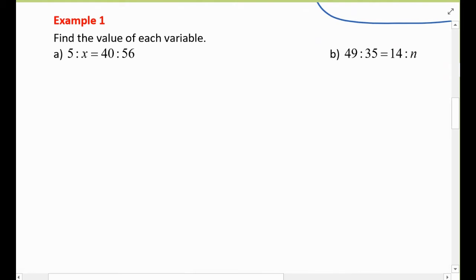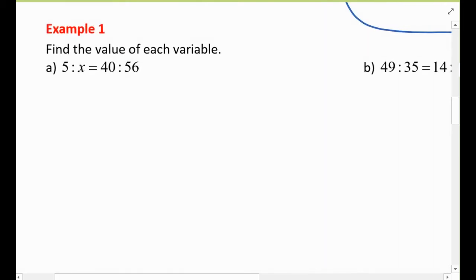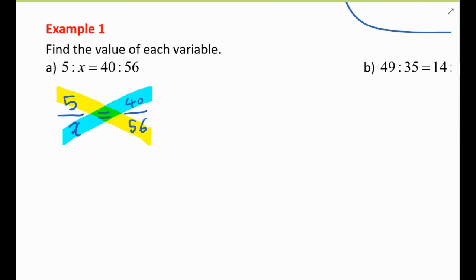Okay, let's practice cross multiplication. Find the value of each variable. Here, 5 to x. So what we're going to do is change this to a fraction. So 5 over x. The second number goes to the bottom. Same thing, 40 over 56. The second number goes to the bottom. And cross multiplication. So 5 times 56 is 40 times x.